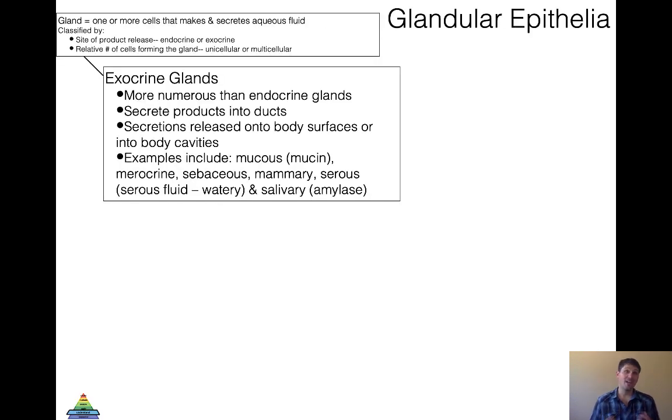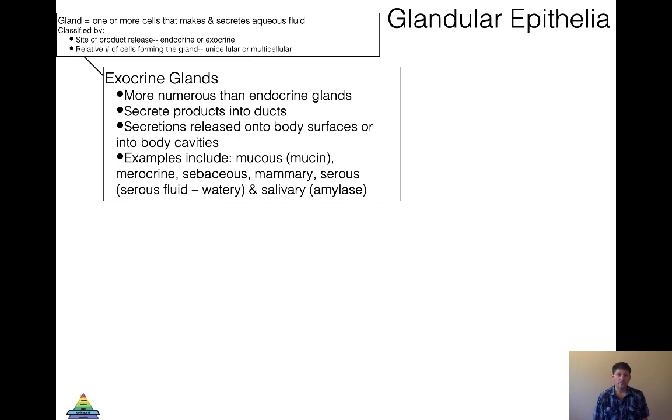When we talk about exocrine glands though, they're much more prevalent than our endocrine glands, and they're secreting products through those ducts, okay? They're going onto a body surface or into a body cavity. So you can see some examples listed here. Mucus, we have merocrine glands, we'll learn about those. We have sebaceous glands, so they're going to produce sebum. You've probably learned about those in your integumentary system lab. Mammary glands, they're going to make milk.